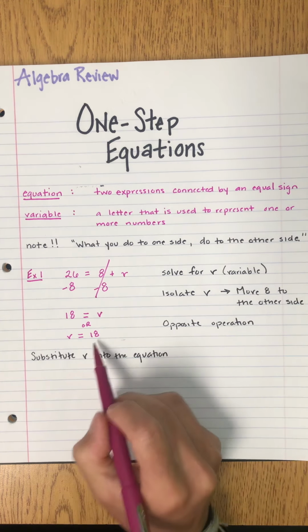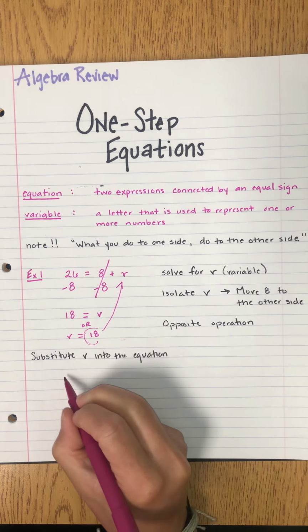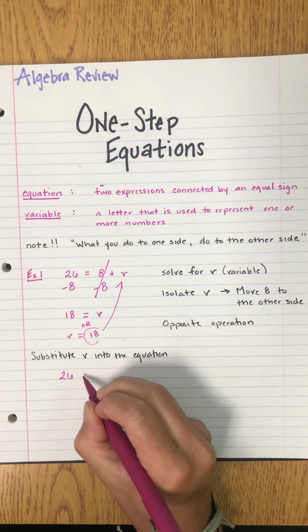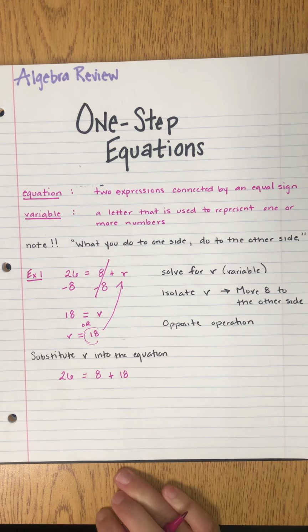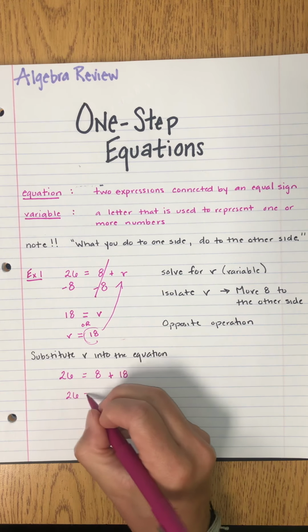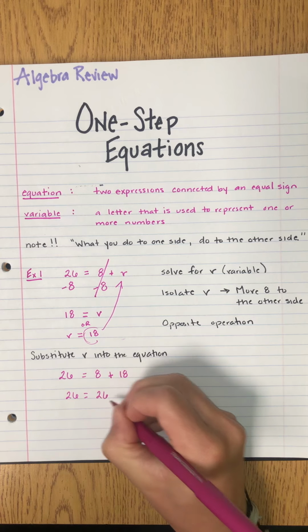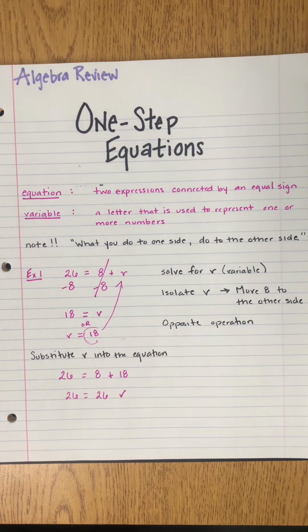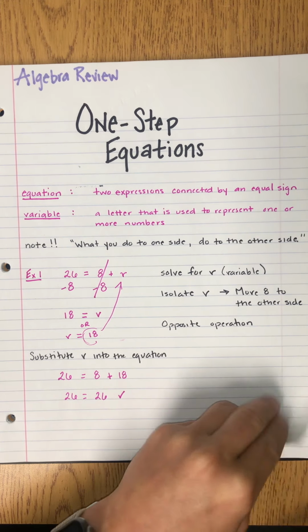So then if we substitute this into here, because that's where it would belong, it'll be 26 equals 8 plus 18. Now, is that true? 26 equals, what is 8 plus 18? 8 plus 18 is 26, so that is true. Okay, so that's a very basic, very simple equation. Let's go ahead and try a second example. Let me turn the page.